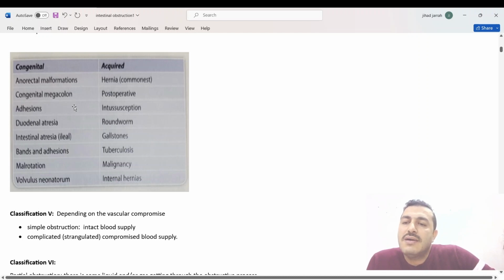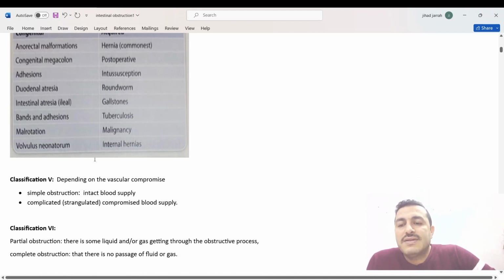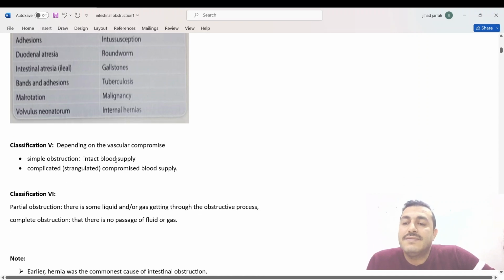While acquired causes include hernia, postoperative adhesion, and intussusception. Actually, intussusception is acquired, yes. Also roundworms, gallstone, tuberculosis, malignancies, and internal hernias. We will discuss the term internal hernias in detail.